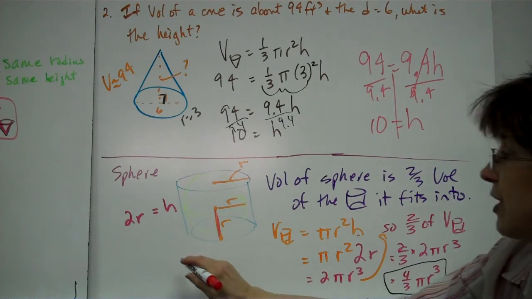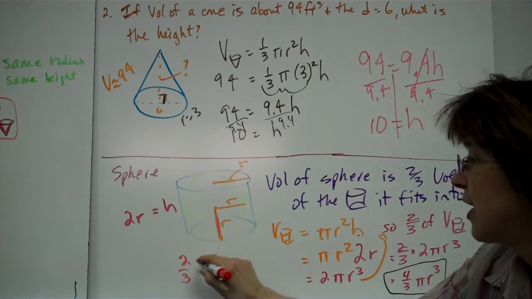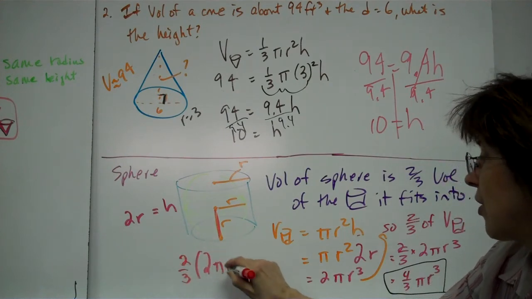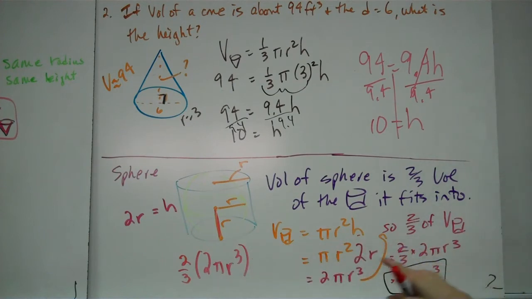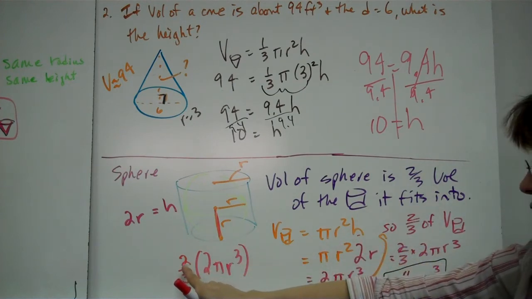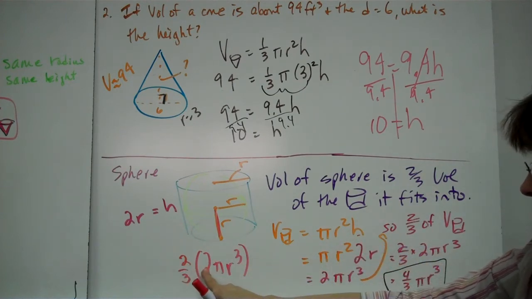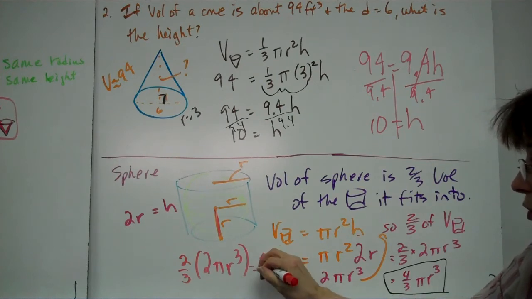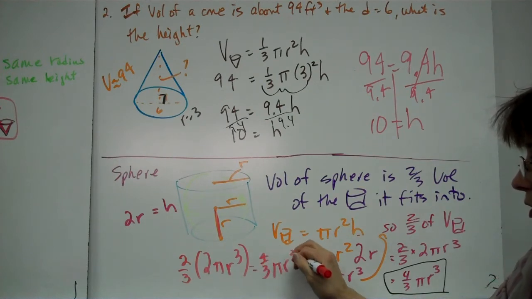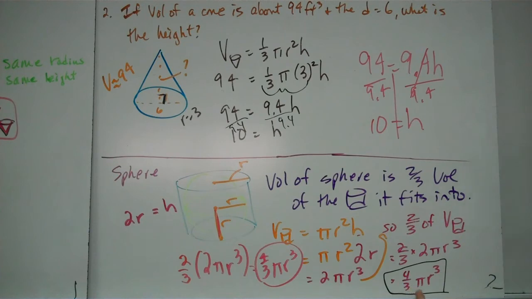Maybe I can show it over here. So the sphere is 2/3 of the 2 pi r cubed. And that's kind of what I did here. So that just becomes 2 times 2 is 4. So that's really going to be just 4/3 pi r cubed. And that turns out to be the volume of a sphere.